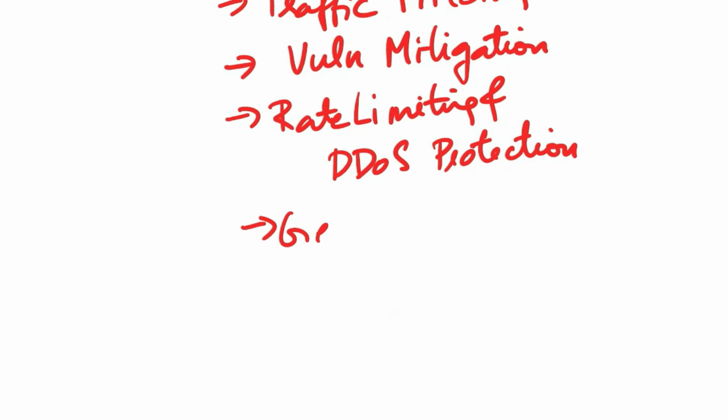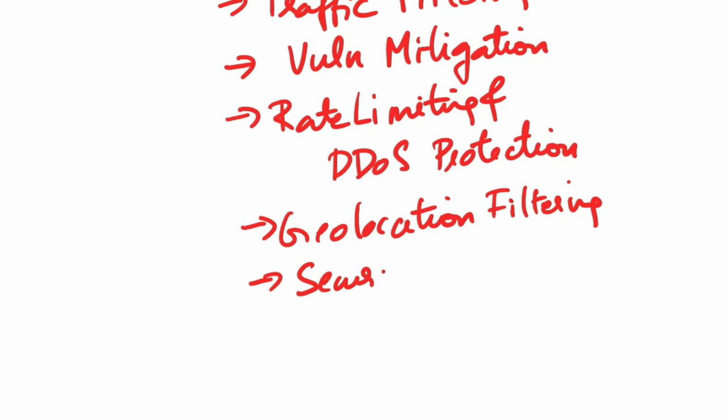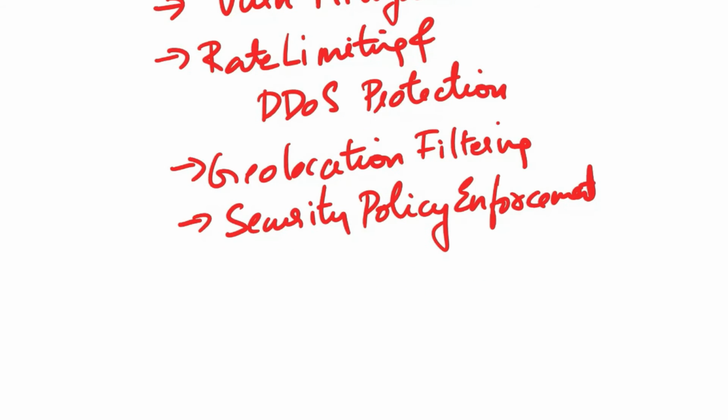Next one, geolocation filtering. Some WAFs allow administrators to restrict traffic based on geolocation. This can help prevent access from known high risk regions or limit access to specific geographic areas. Next is security policy enforcement. Administrators can define and enforce security policies by specifying which types of requests are allowed and which are blocked. These policies can be tailored to the specific needs and security requirements of the application.